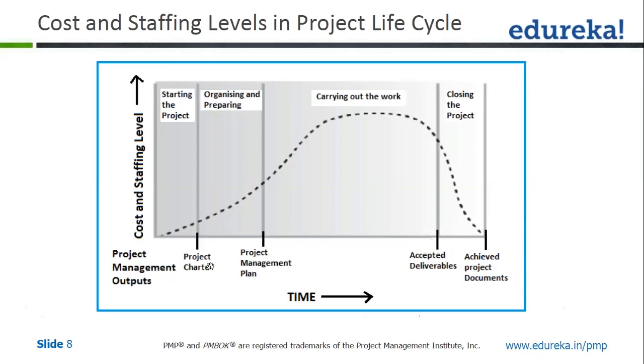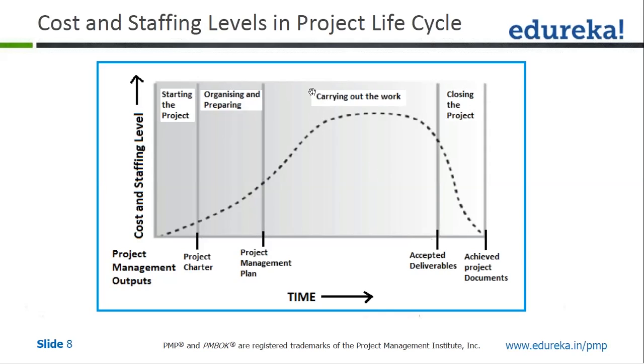So coming to generic life cycle structures, before I talk about cost and staffing levels: the generic life cycle structure has starting the project as the first phase, which produces your project charter. Then organizing and preparing, which is essentially a lot of planning. That is the second phase, which produces the project management plan. According to the project management plan, you carry out the work. So this is execution. I'll tell you why those words are not used. You will say this is similar to IPEC, so why are you not using it? I'll tell you in a short while.